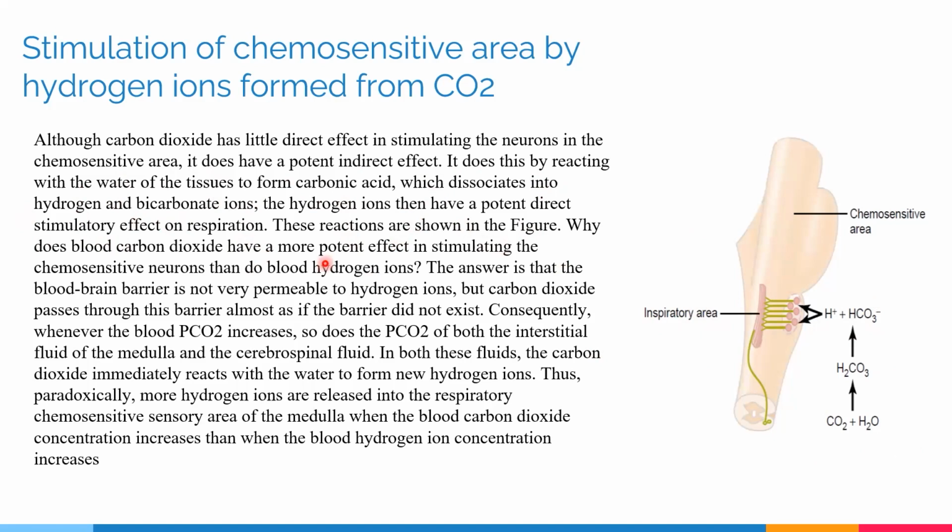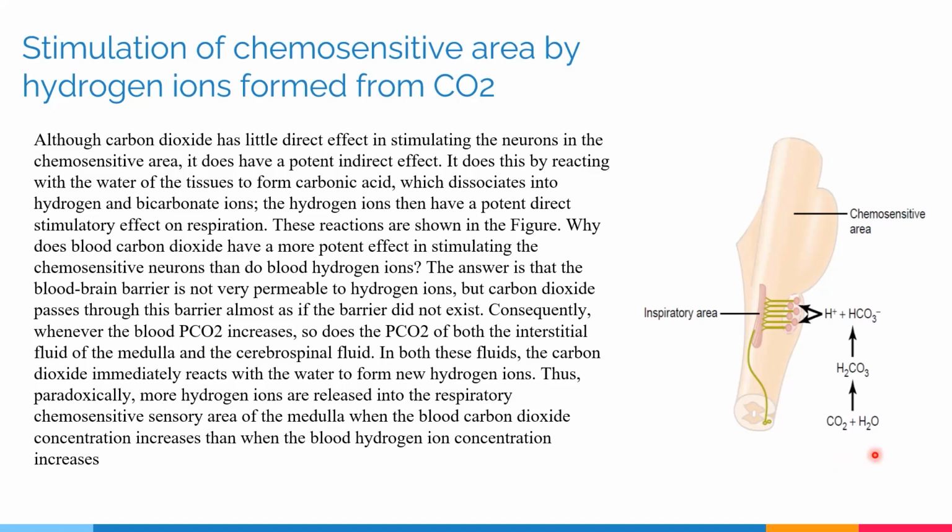But the question remains, why does the blood carbon dioxide have a more potent effect in stimulating chemosensitive neurons than do blood hydrogen ions? The answer is that the blood-brain barrier is not very permeable to hydrogen ions, but carbon dioxide passes through this barrier almost as if the barrier did not exist. Consequently, you can imagine a scenario in which the blood-brain barrier is present somewhere in the middle of this carbonic acid forming step, or rather here, before even the carbonic acid is formed.